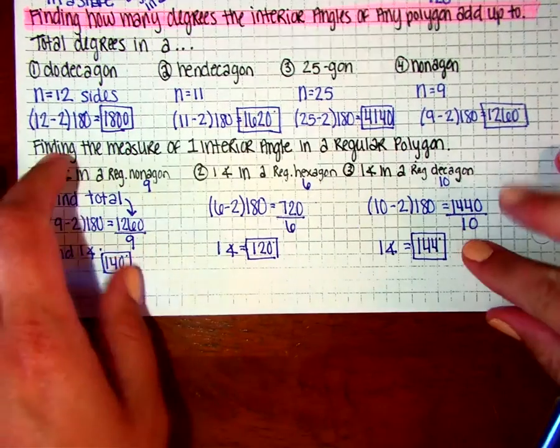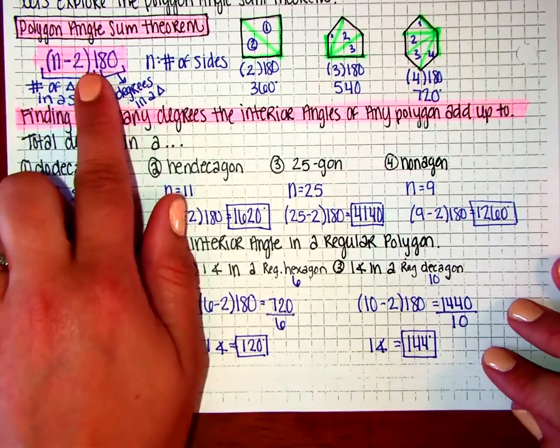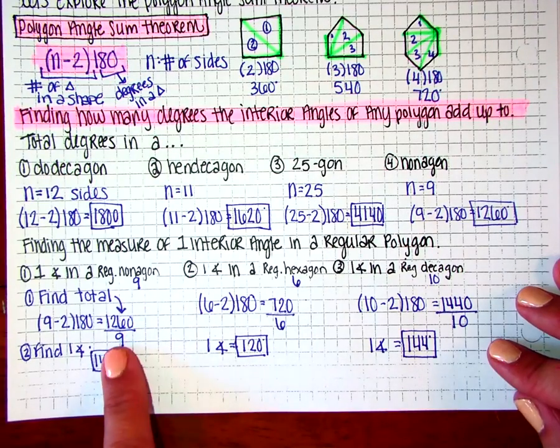Remember, we're utilizing the same formula. N minus 2 times 180 gives me the total. If I want to break that total up, I just divide.